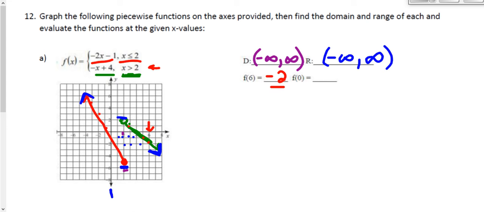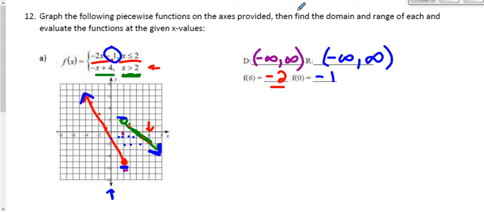The next thing I have to do is plug in f of 0, so I have to see which function cares about the x value 0, and that's going to be this function right here, which is the red line. And at 0, my function goes through the point -1. That was the y-intercept of that red line. So if I plug in 0, I get out the y value -1.